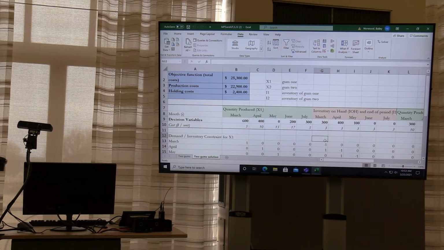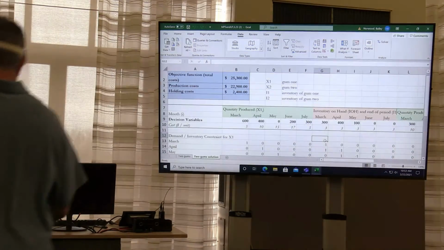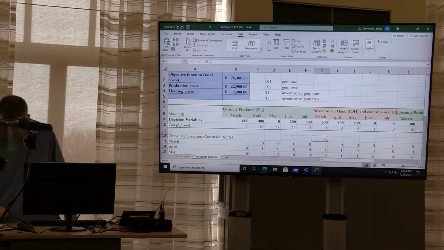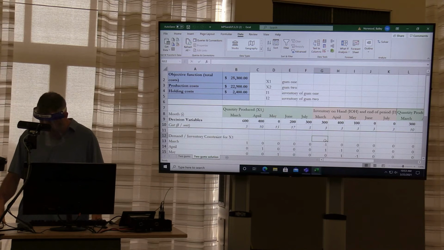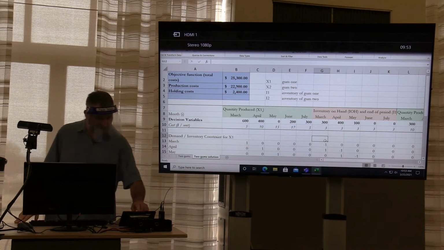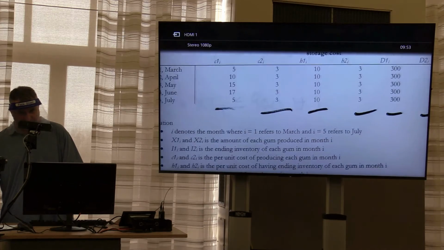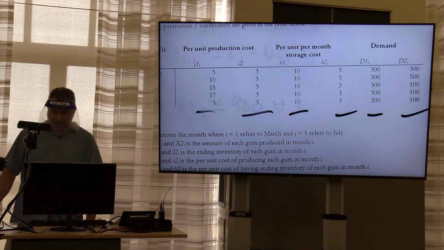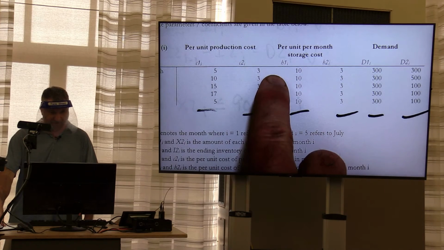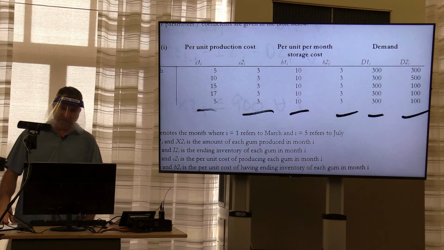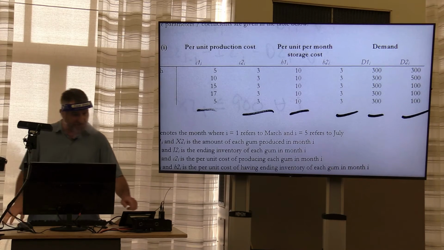Like, shouldn't the production cost be here? And the storage cost be here? Those be flipped? Yeah. Did I have it not right? Oh, yeah. Okay, Smarty Pants Sarah found an error. Thank you, Sarah. I entered these 3s as inventories instead of production cost. So I had the numbers wrong.